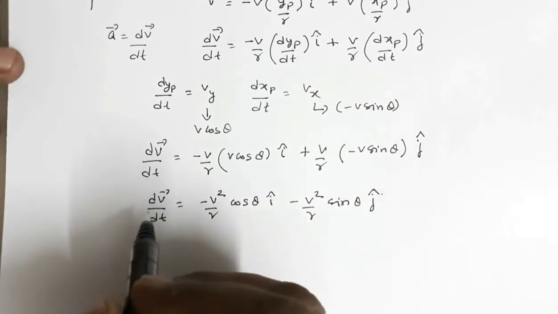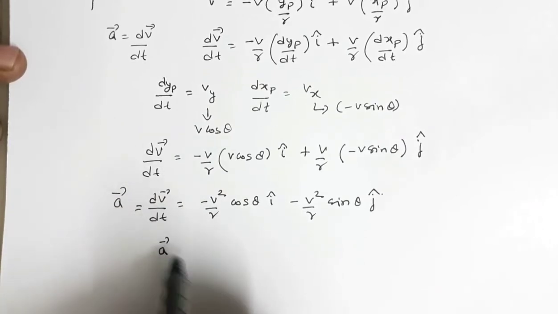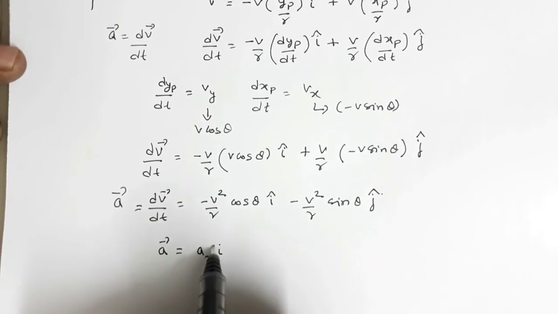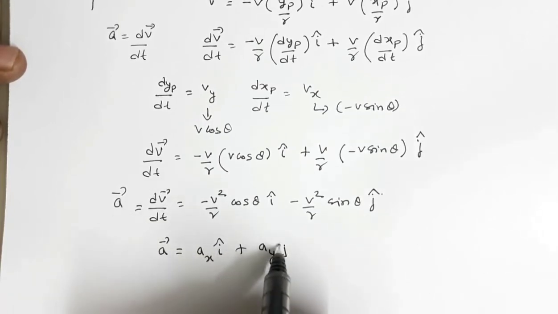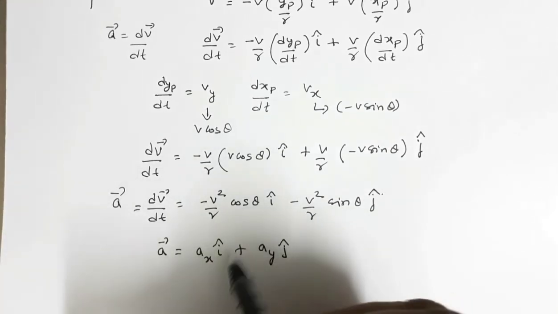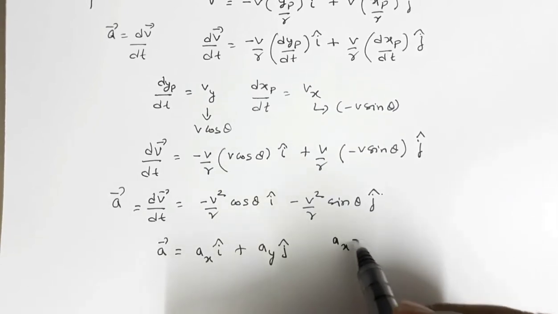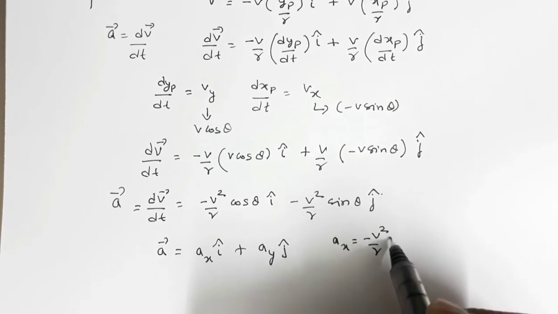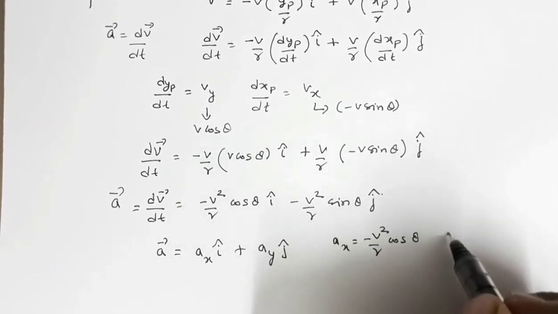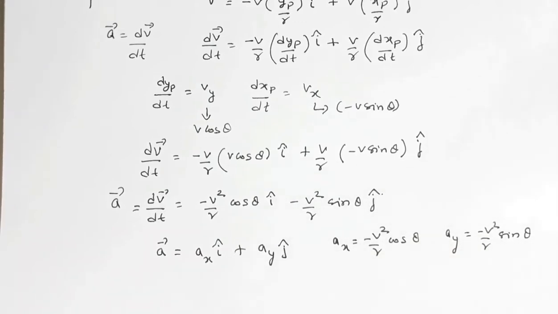So what is this? dv by dt is the acceleration, which I can write as ax i cap plus ay j cap. ax is the x component of acceleration and ay is the y component of acceleration. Now if we equate the coefficients, we get ax as minus v square by r cos theta and ay as minus v square by r sin theta. So now we have ax and ay.